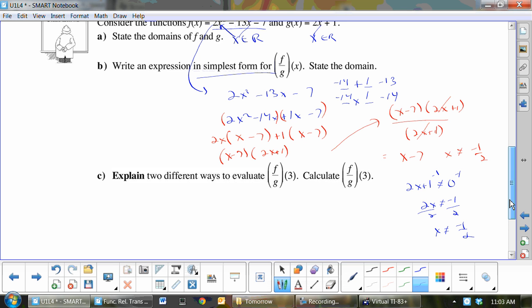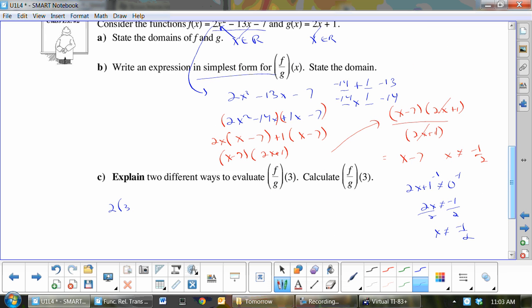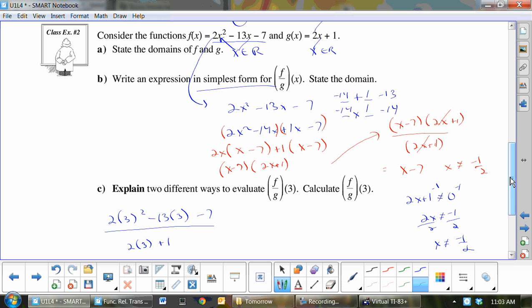Okay, f of g of 3 can be done two ways. The first way is just take the original, which would be 2 times 3 squared minus 13 times 3 minus 7. Okay, and I'm going to take that and divide by 2 times 3 plus 1. Now when you put this in your calculator, be very careful. You put the entire top in brackets and the entire bottom in brackets. Yell out as soon as you get it. Negative 4. Very good.